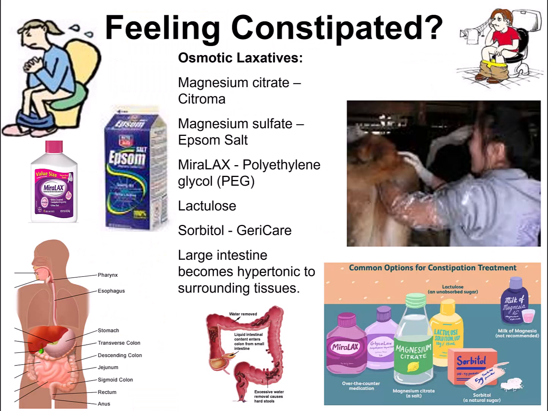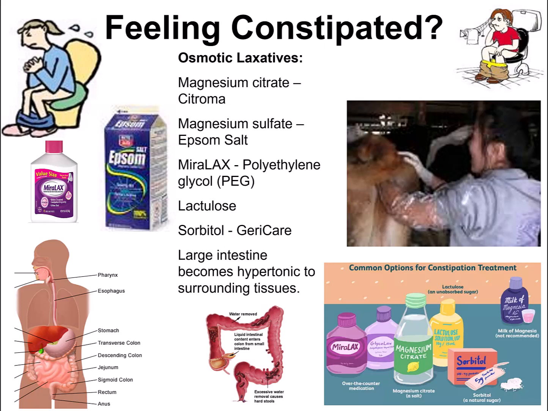What about if you're feeling constipated? Maybe you might want to take an osmotic laxative, such as magnesium citrate. Citroma is a brand name of a type of magnesium citrate. Maybe you want to take a magnesium sulfate like Epsom salt. Or you want to take Marilax. This has polyethylene glycol in it. Or you want to take one that has lactulose or sorbitol. These are all examples of osmotic laxatives.